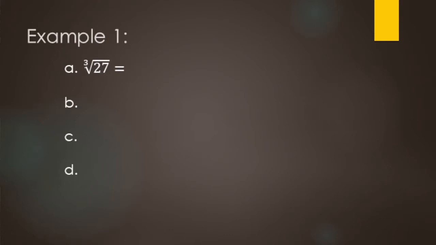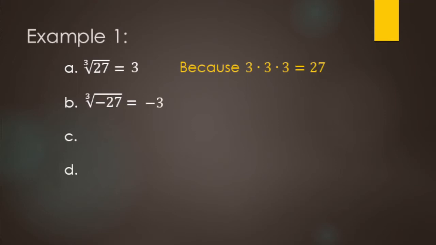Let's check this out. We've got cube root, so the index is 3, so we're looking for 3 of the number multiplied together to make 27. So cube root of 27. Well, that's going to be a 3 because 3 3s being multiplied equals 27. So 3 of the number being multiplied to make 27. Here we go. Cube root of negative 27. In this case, that's going to be a negative 3.